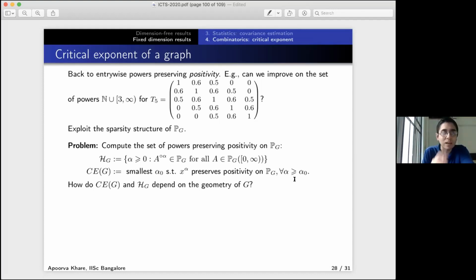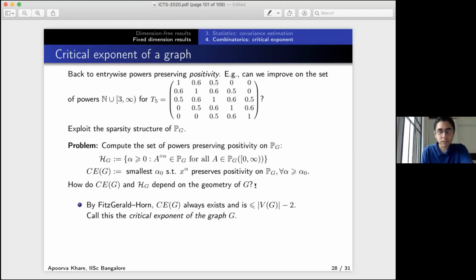So really now one wants to ask, how do the set of powers preserving positivity on PG and this critical exponent, the smallest threshold value beyond which everything works, how do these two quantities, the set and the number, depend on the geometry of the graph, on the combinatorics of the graph?